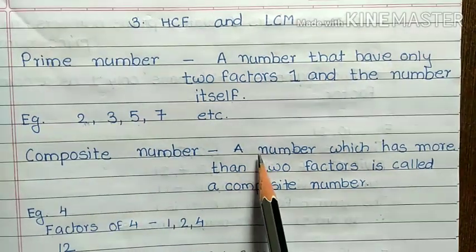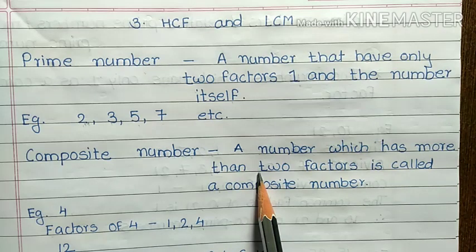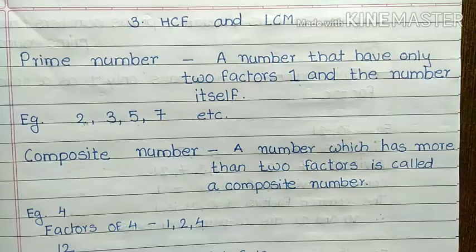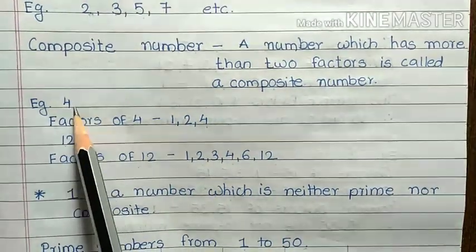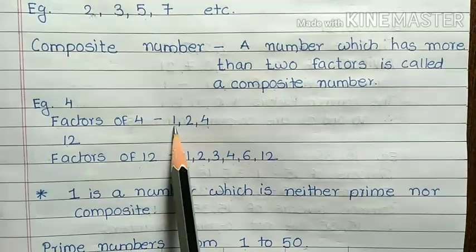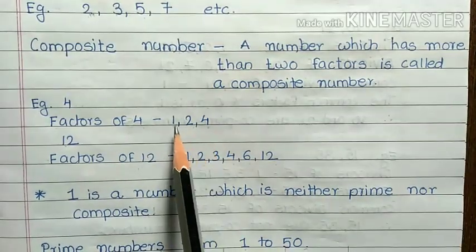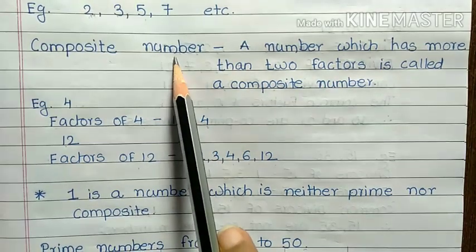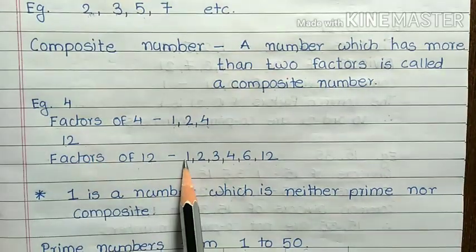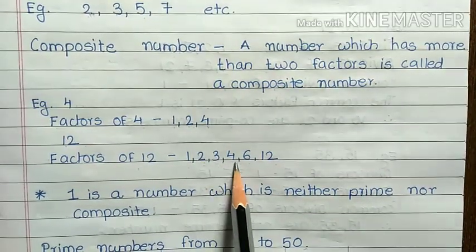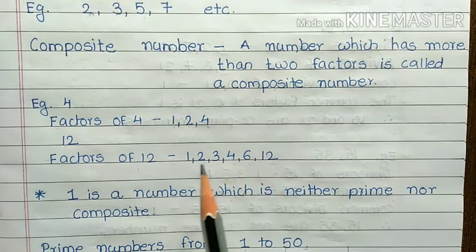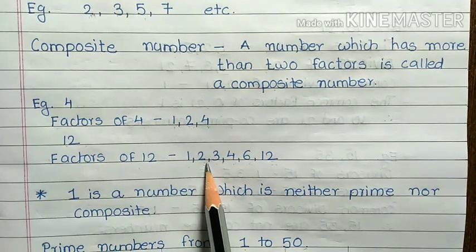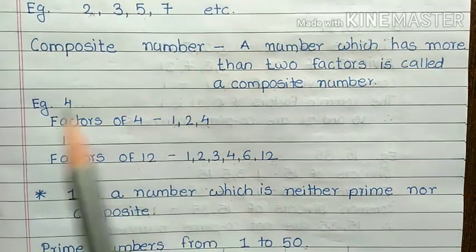Composite numbers. A number which has more than two factors is called a composite number. For example, 4. Factors of 4 are 1, 2 and 4. It has more than 1 and that number itself, so it is a composite number. Factors of 12: 1, 2, 3, 4, 6, 12. Other than 1 and that number itself, there are some more numbers. So it is a composite number.